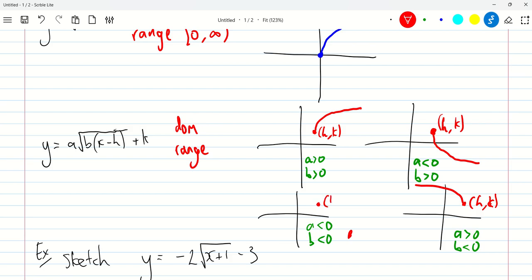And finally, if a is less than 0 and b is less than 0, again, we start at (h, k). Instead of going up this way, it gets reflected in the x direction, and then it gets reflected in the y direction.